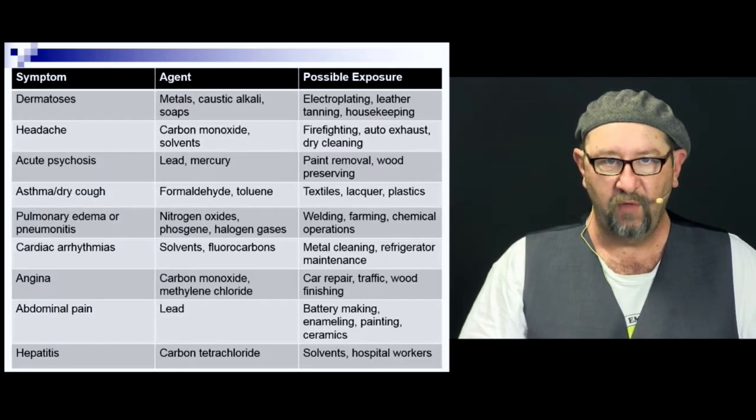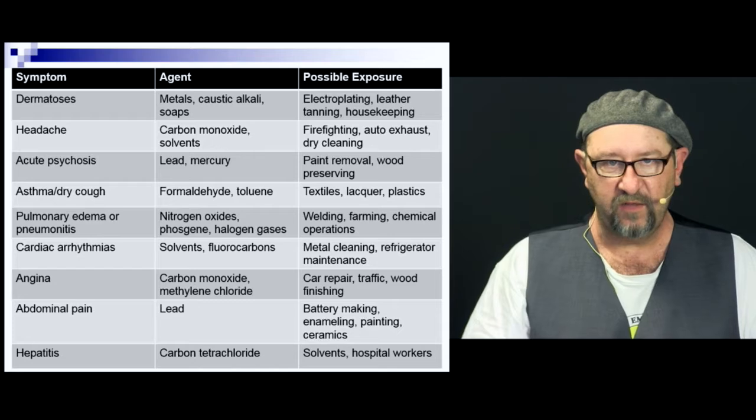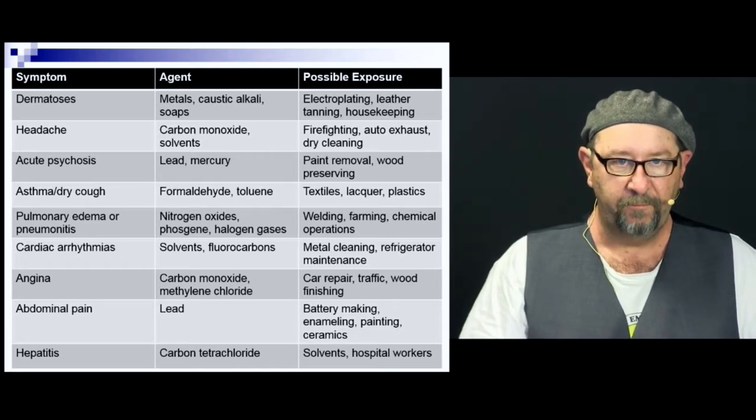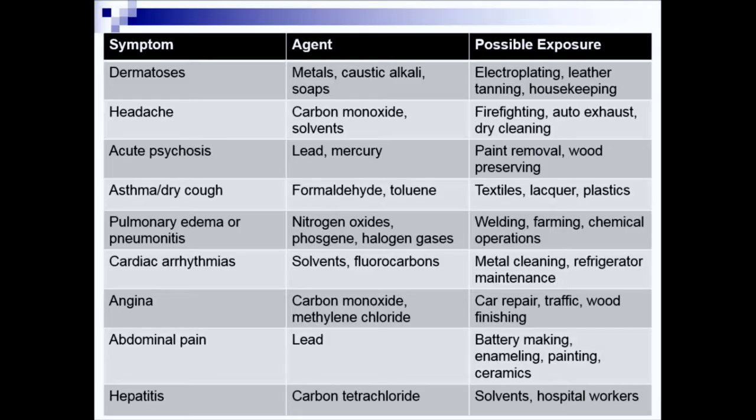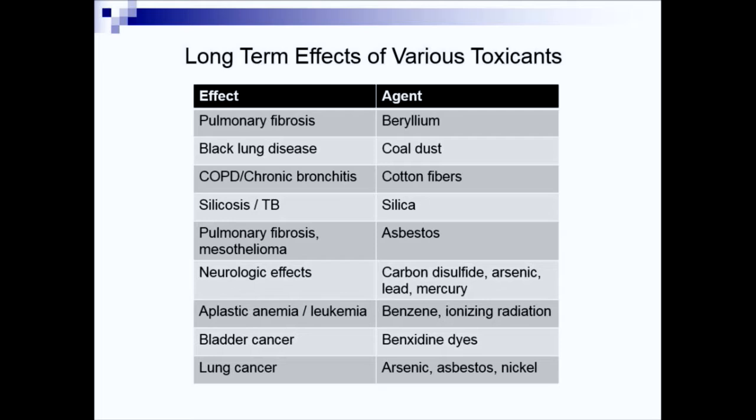I'm not going to go through all of these, but there's the dermatoses, the headache, the psychosis, asthma, pulmonary edema, cardiac arrhythmias, angina. So a bizarre array of things that can happen to you. The long-term effects, again, these are going to be some of the most challenging, although I have found beryllium on a guy that was missed. He was a Kaiser patient for years. Asbestosis, silicosis, we see.